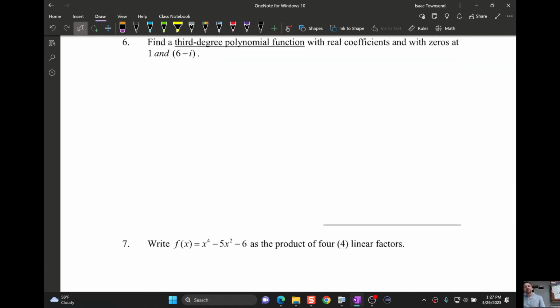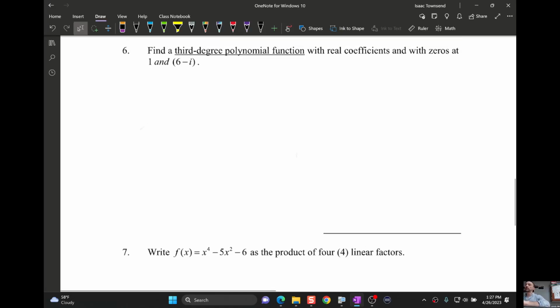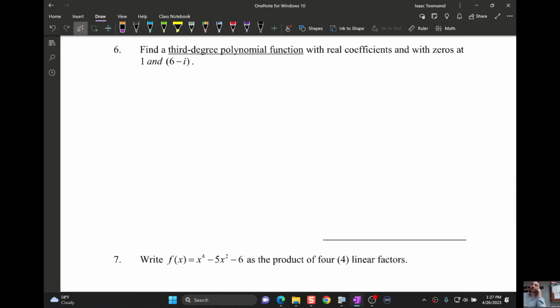7 is not much different, it's just really knowing the directions. But 6 is kind of asking you to work it backwards. So instead of saying, hey, here's a function, go and tell us what the zeros are, this is saying, hey, here's the zeros, and then you tell us what the function is going to be.